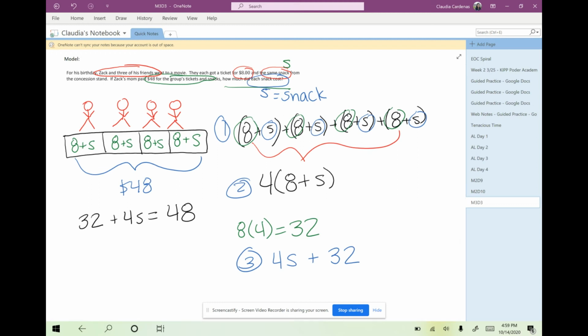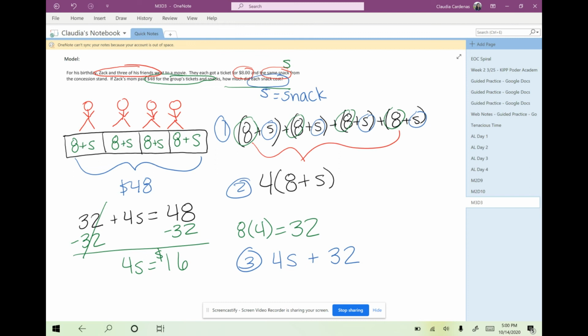So now that we have added all of the tickets up, how can we see how much money is left over for snacks? Well, let's take away the $32 and see what is left over. So if I'm taking away, I know I need to subtract the $32. And so when I subtract the $32, that goes away, and I'm left with the 4 snacks will cost $16, because that's the only amount of money we have left after the tickets have been spent. So if each friend got the same snack, will the cost be different? No, because the price is exactly the same.